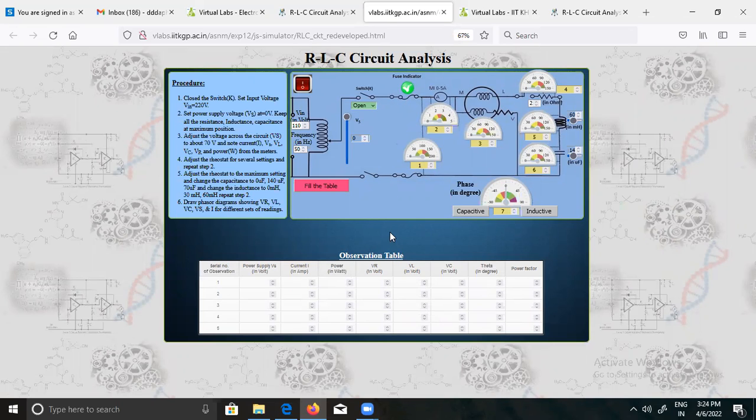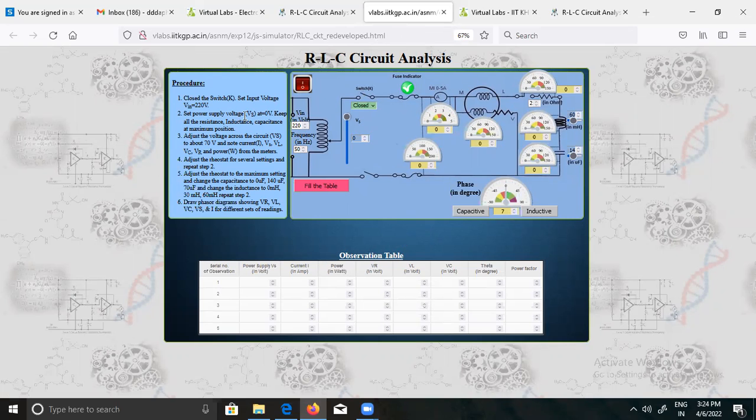First of all, what is our duty? As you saw, the procedure is also given here. Close the switch K. Where is switch K? You can see here. We have to close this switch and set the input voltage Vin to 220 volt. See here, this is the input voltage that we have to vary. I'm going to set it to 220 volt. I have set it here.